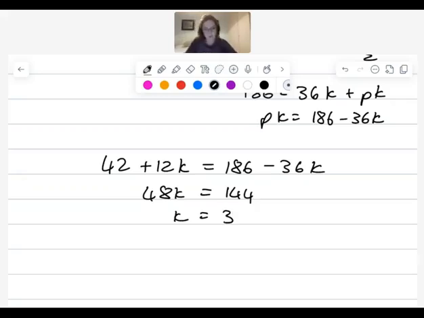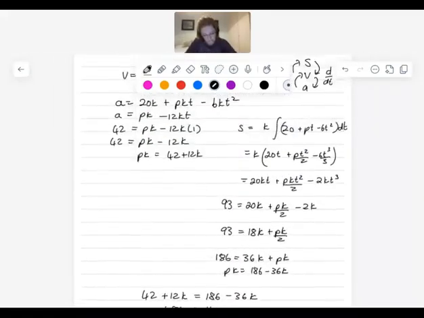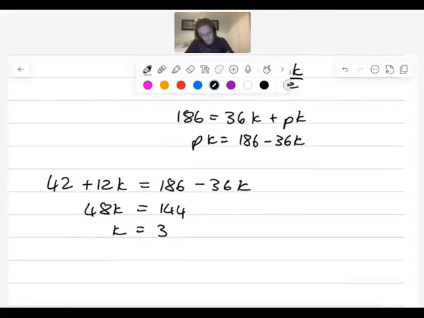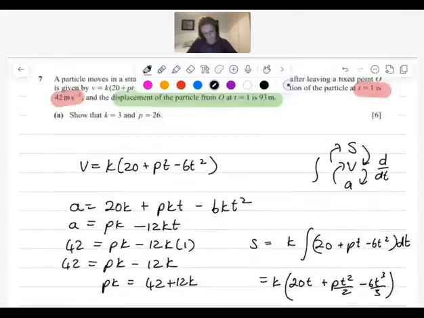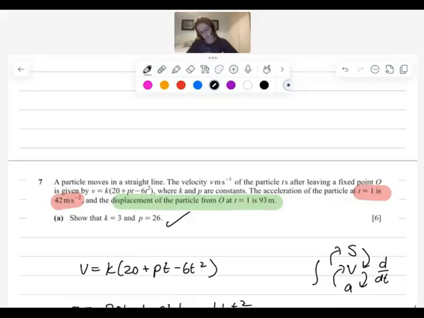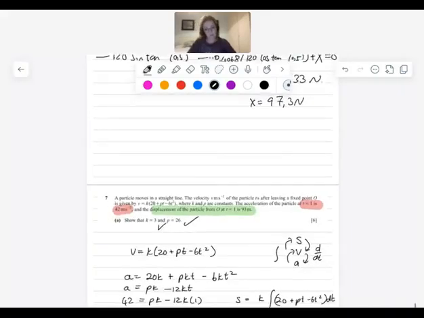K is equal to 3. Okay, if I then plug in P3, 186 minus 36 times 3, I get an answer of 26. Okay, that is pretty cool. That's what they asked me to show, so that's perfect.